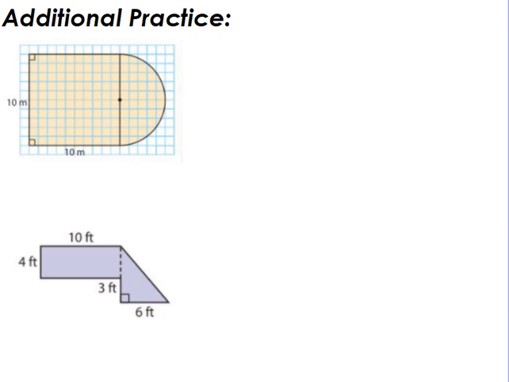Now, extra practice here. So I have this composite figure. It looks like we got a square, and it looks like we have a half circle, or semicircle. So, let's see. I know that all the sides are 10.